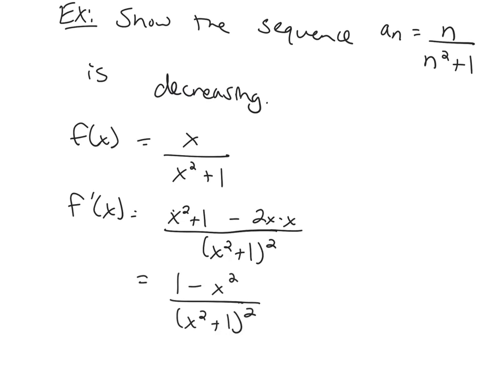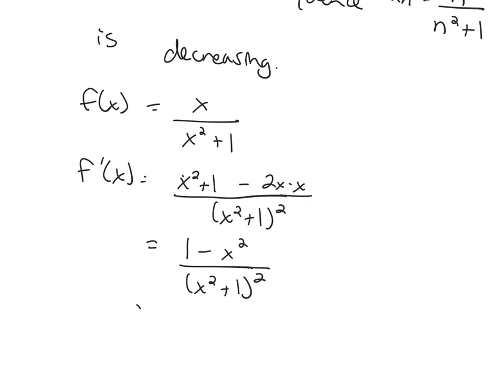So I need to know if this is positive or negative. This is a fraction. Let's start by looking at its denominator. Is the denominator positive or negative? Positive. Why do you say that? Because it's squared, right? A square number is only ever positive or 0. It's not negative. So this is only going to be less than 0 when the numerator is negative.